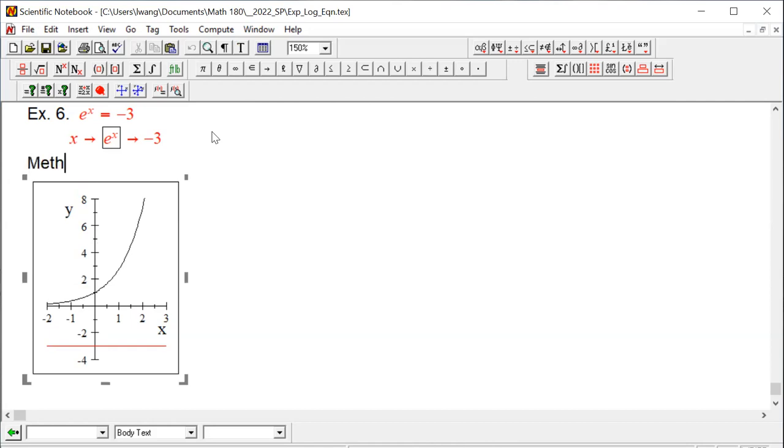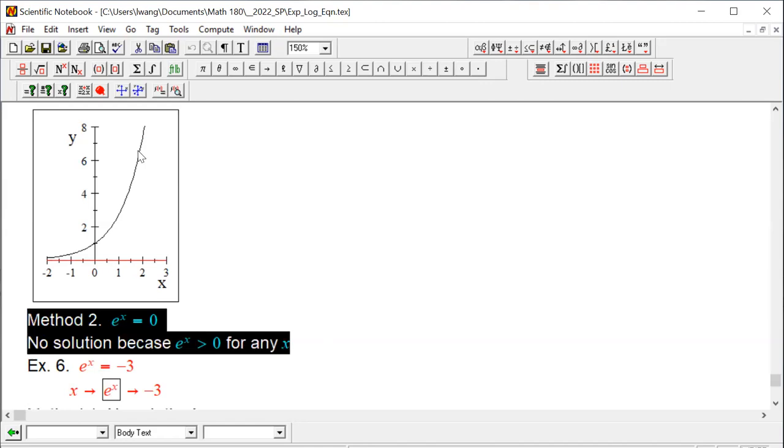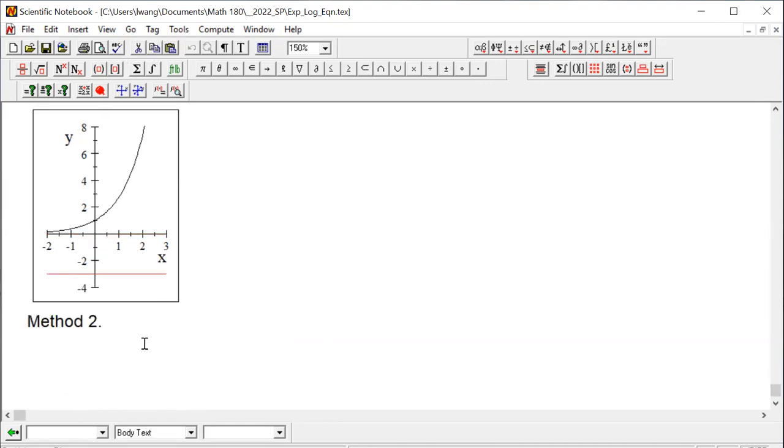So if you use the first method, no solution. Again, the second method is exactly the same argument. Of course, e to the power x equals -3 will never happen.